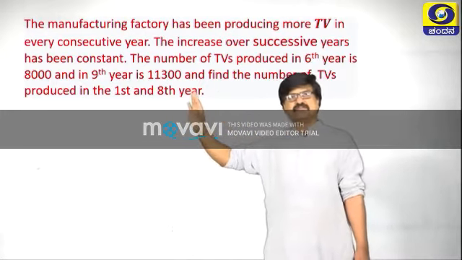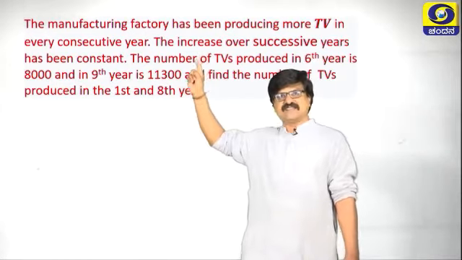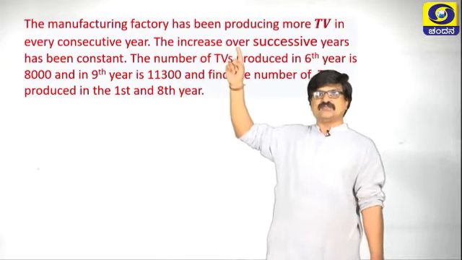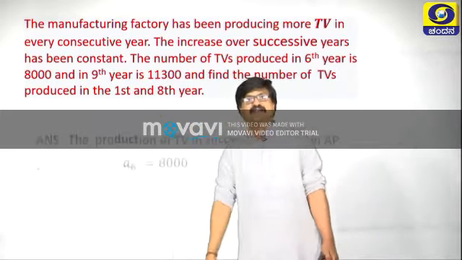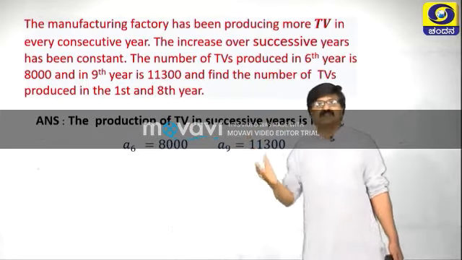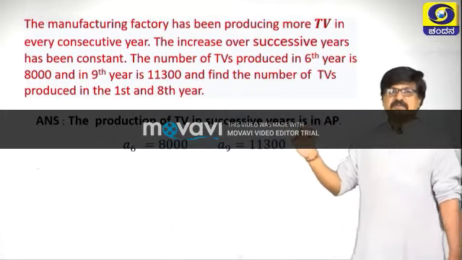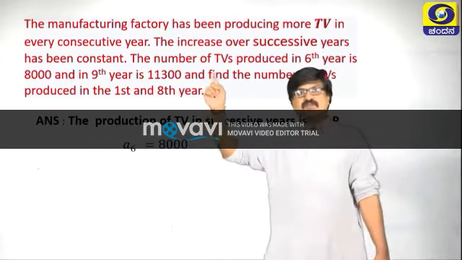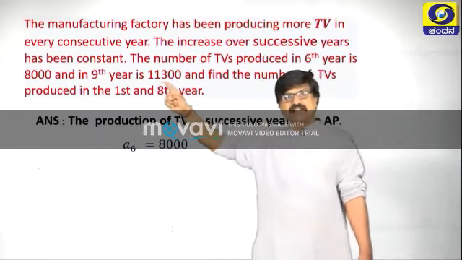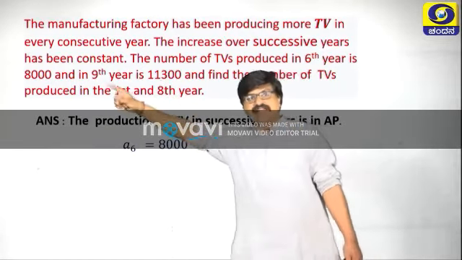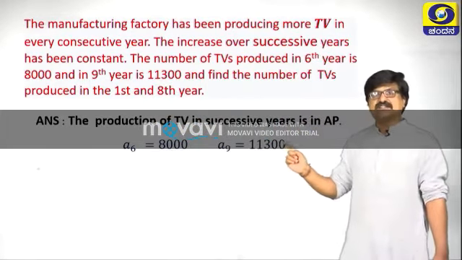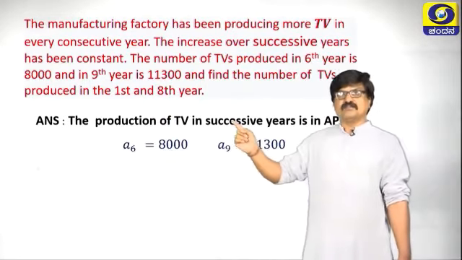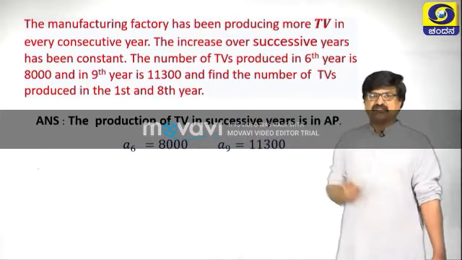So, by reading this sentence, increase over successive years has been constant means the production of TVs in successive years is in AP only. And one more thing, 6th year 8,000 TVs, 9th year 11,300 TVs they are going to manufacture.